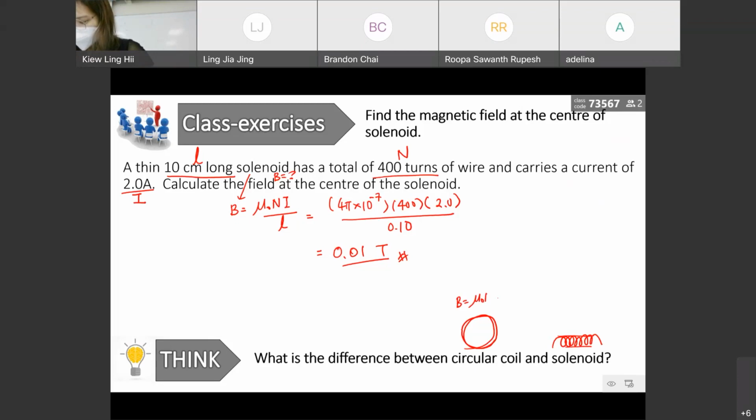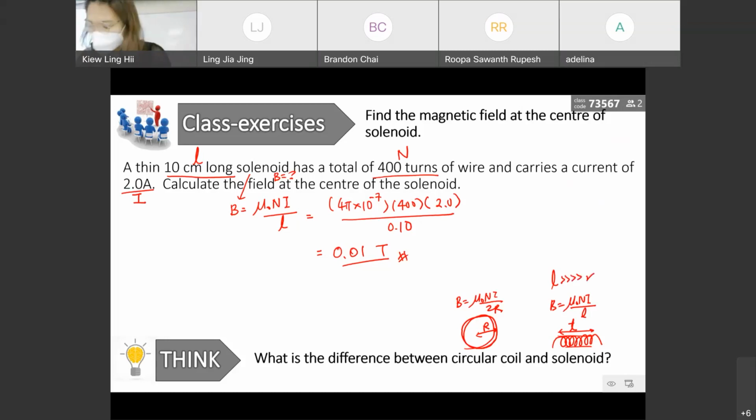divide by 2R. The formula for a solenoid, divide by length. Okay, so that means the solenoid is very, very long. That's why the length of the solenoid is very significant as compared to the radius of the coil.